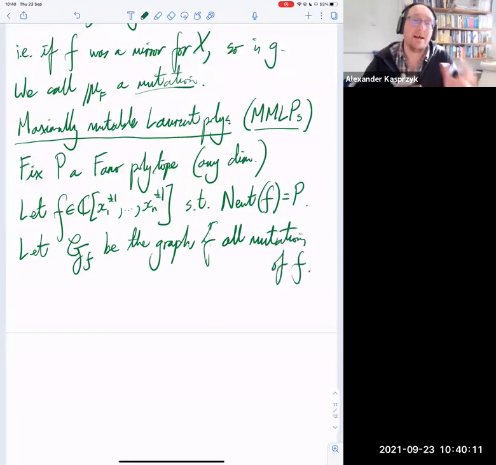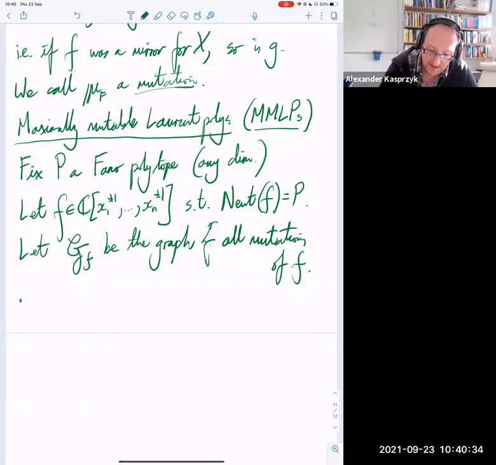So you might ask, every vertex in this graph is a Laurent polynomial. Every edge is supposed to be a mutation that moves from one Laurent polynomial to the next. And you might ask, under what conditions am I assuming two Laurent polynomials are equivalent? Well, I'm going to push that to one side and say, just look in the paper. It's not terribly important.